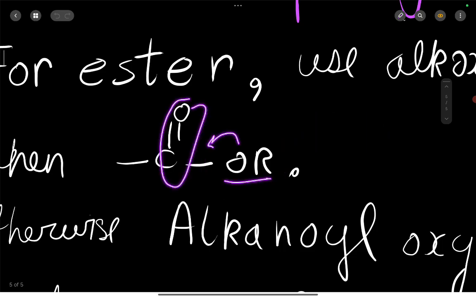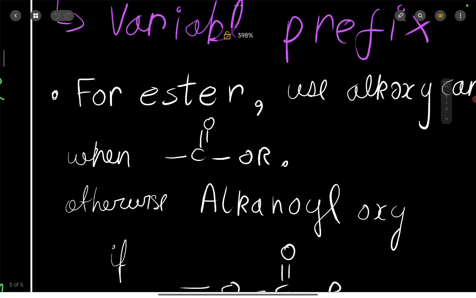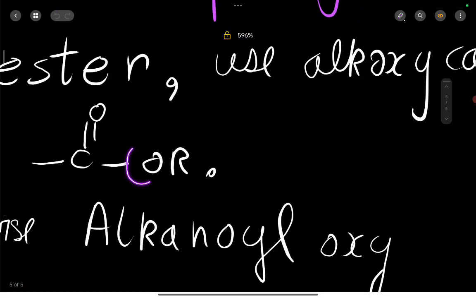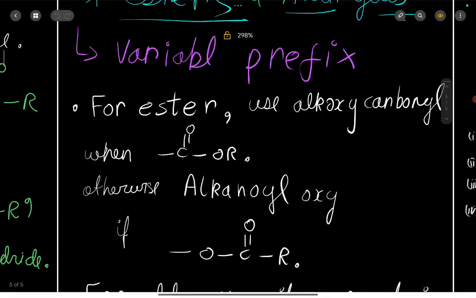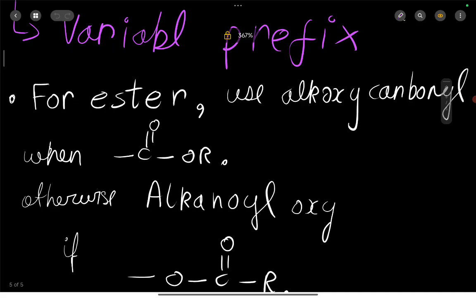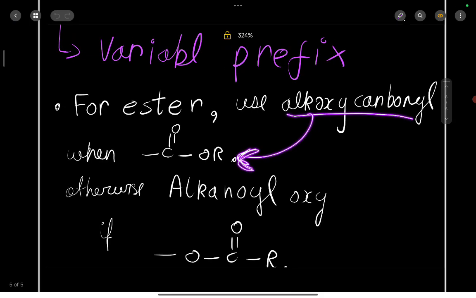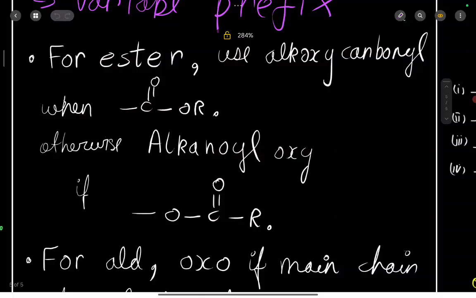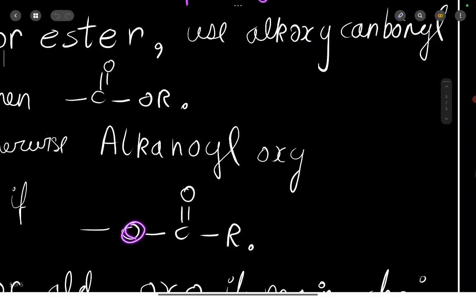So alkoxycarbonyl. When the ester is connected through the carbon and the alkoxy group is visible, then don't think, use alkoxycarbonyl as the prefix. This is the main chain connected like this. So if this is not the principal functional group, you will use alkoxycarbonyl to write its prefix in the IUPAC name of the compound. But if it's connected via the oxygen, you will call it alkanoyloxy.